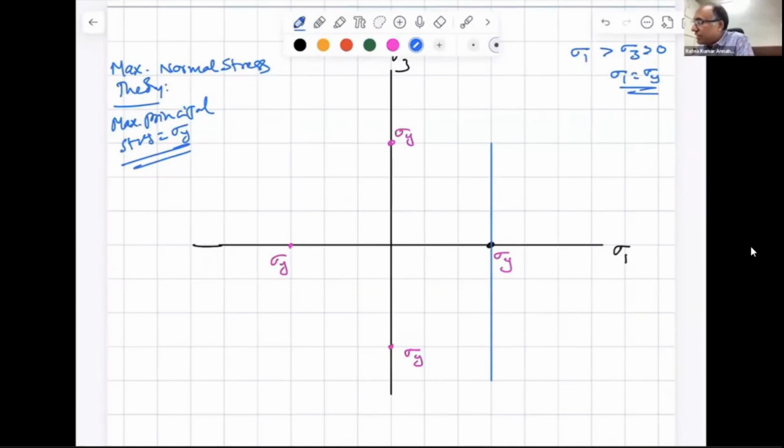Similarly, when sigma 3 is greater than 0, let us say sigma 3 is greater than sigma 1 greater than 0, then sigma 3 is equal to sigma y as our failure line. So I can draw this line. Agreed? Okay. Yes, sir.